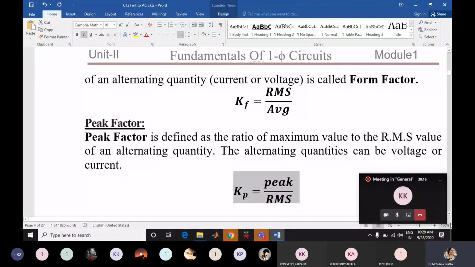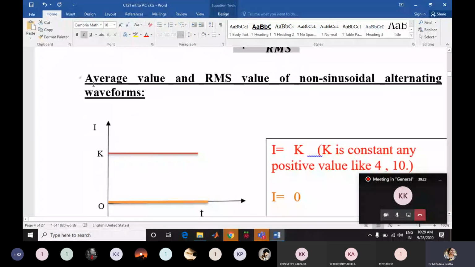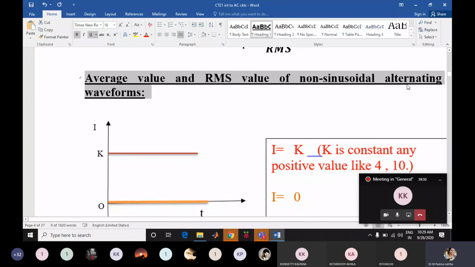So the first part is that we will consider the non-sinusoidal alternating waveforms. Here we are just finding the average value and RMS value of non-sinusoidal alternating waveforms.